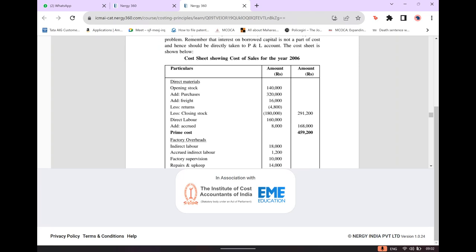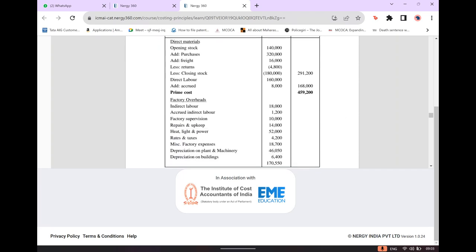So direct material: opening stock plus purchases at price, less the returns, less the closing stock, will give you the material cost. Then labor cost, you add the actual and the accrued. So that will give me my prime cost. Then factory overheads: indirect labor, accrued indirect labor. Factory supervision pertains only to the factory, so it will come here. Repairs and upkeep also will come as a factory overhead.